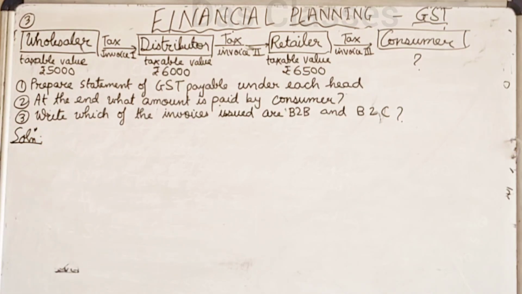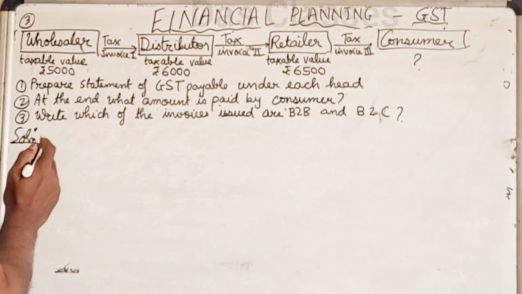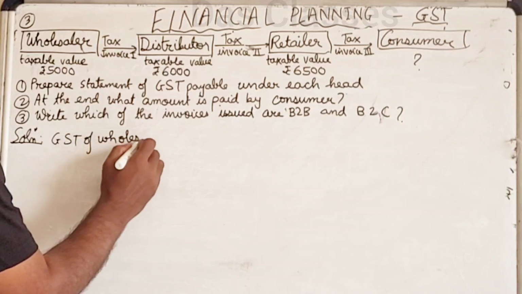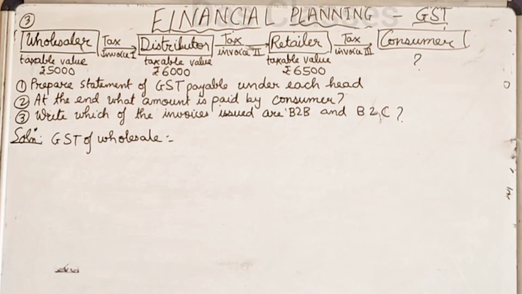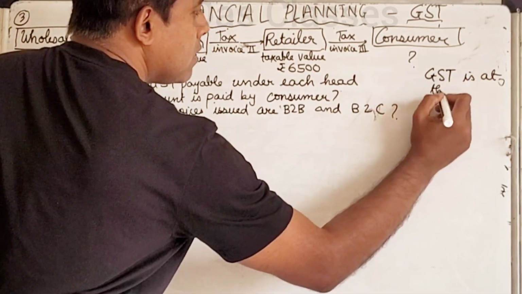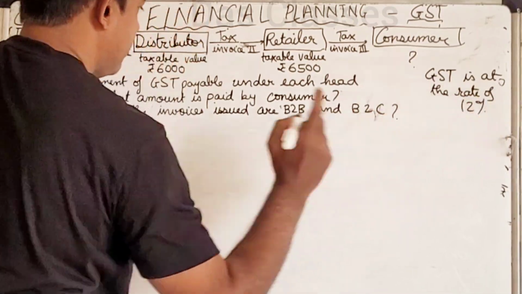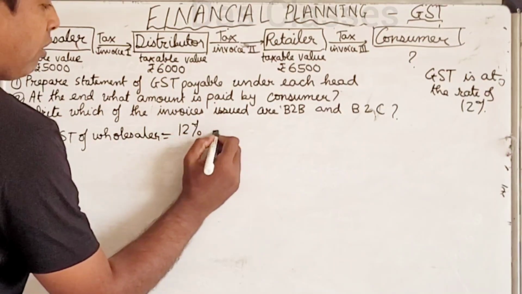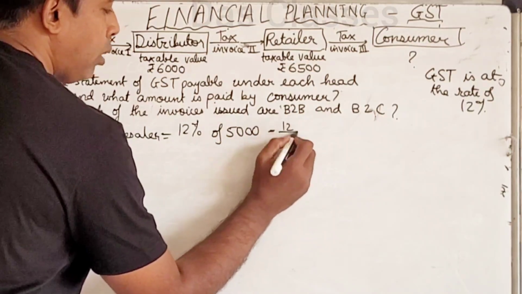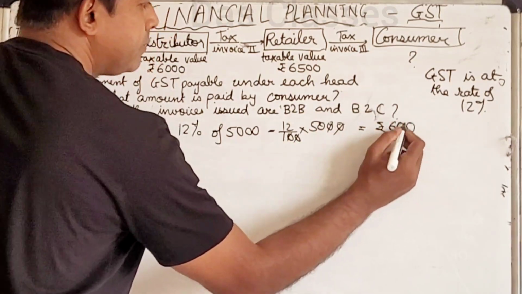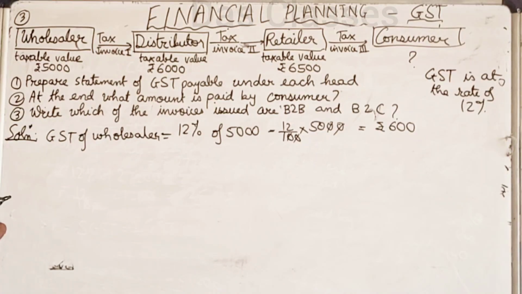The wholesaler is selling the goods for 5,000. So the GST involved, the GST of the wholesaler, what is the rate of tax? GST is at the rate of 12%. So let's find out the GST of the wholesaler. That's going to be 12% of 5,000, which is 12 upon 100 into 5,000. That comes to 600 rupees. So in the case of the wholesaler, the full amount, that is the 600, is going to be his GST.